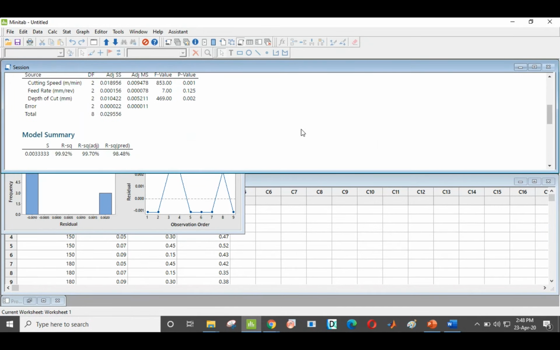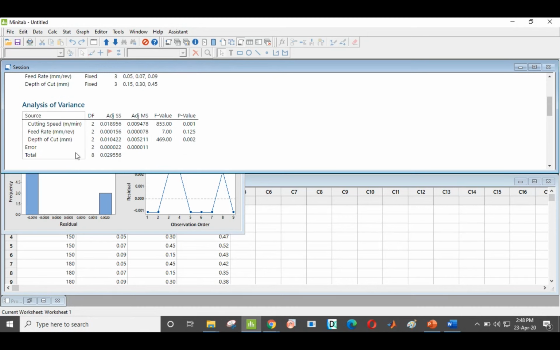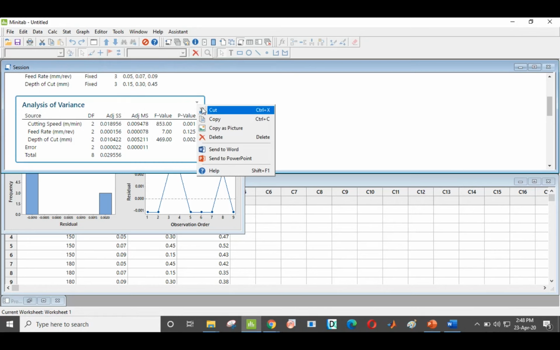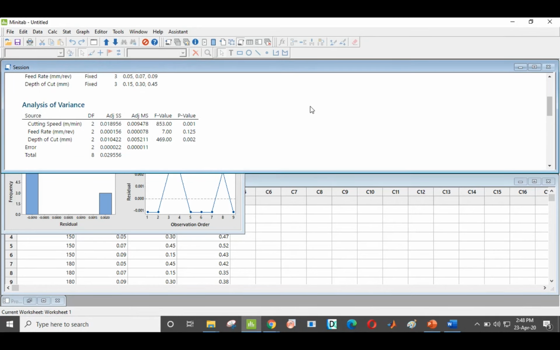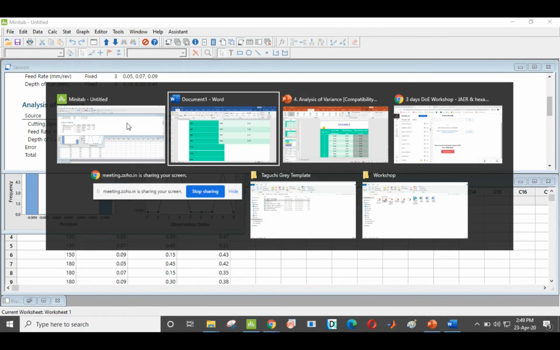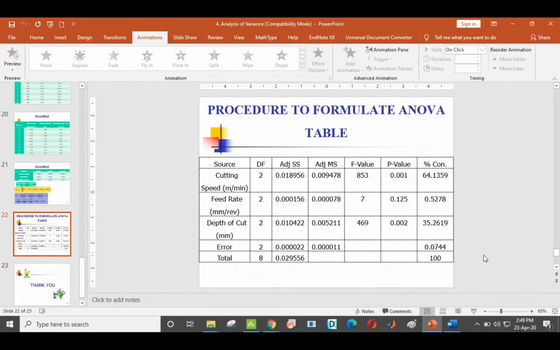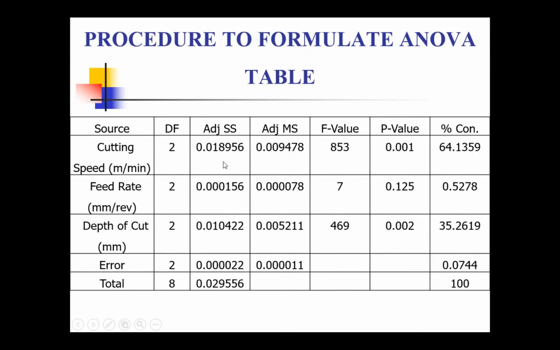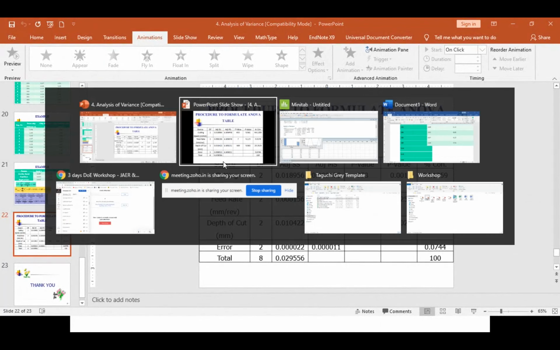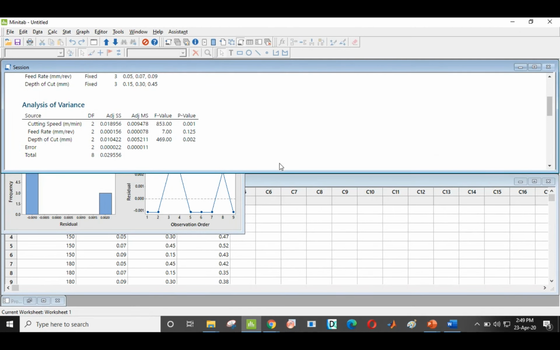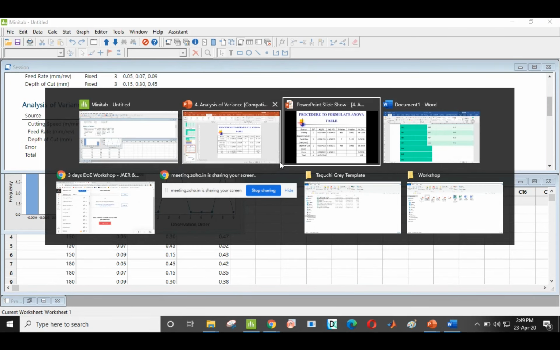Here we come across the analysis of variance table. You can just copy this and paste it. So now we are going to verify our results with this. So look at this. My adjusted SS for cutting speed is 0.0189. So it is also the same. So it is 853 something.